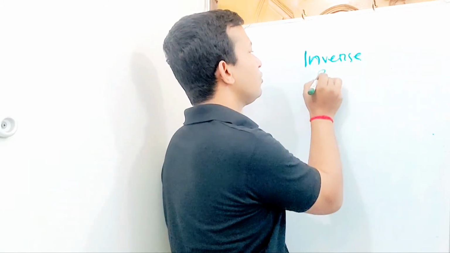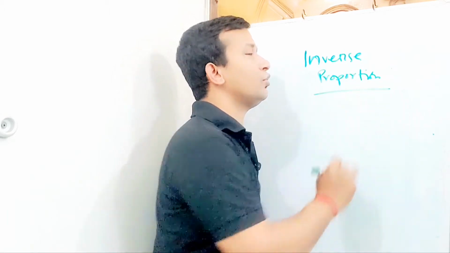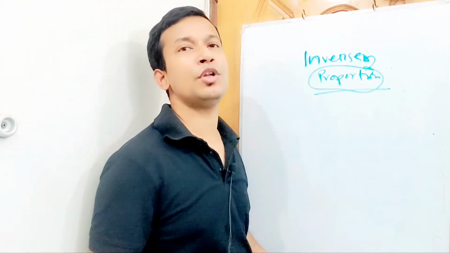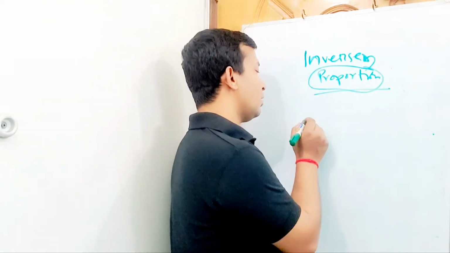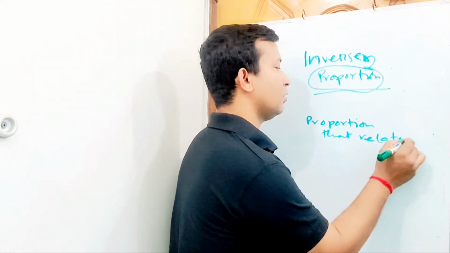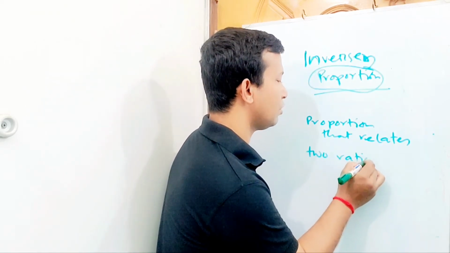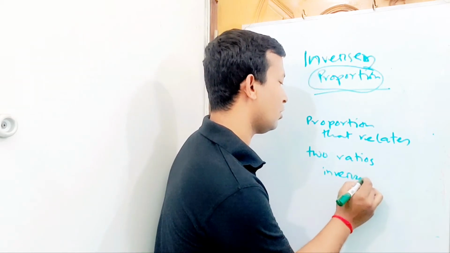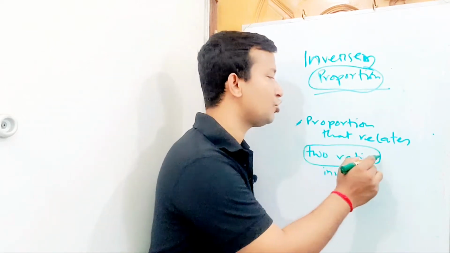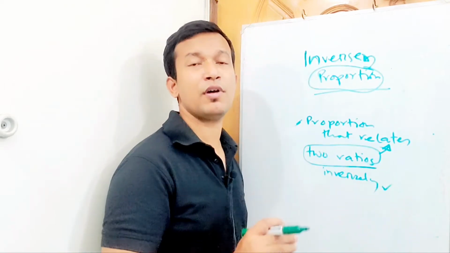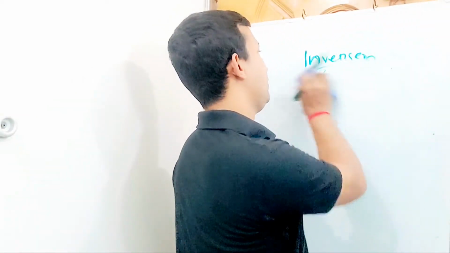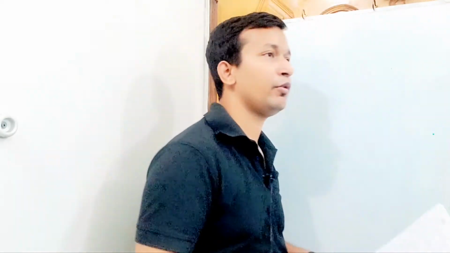Inverse proportion. So this is a proportion which is inversely relating two ratios. A proportion that relates two ratios inversely. Obviously proportion means there must be two ratios, and these two ratios are related with each other inversely. That is the basic idea of inverse proportion. Now how are you going to use it in pharmaceutical math specifically, not for other issues? We are just talking about pharmaceuticals.